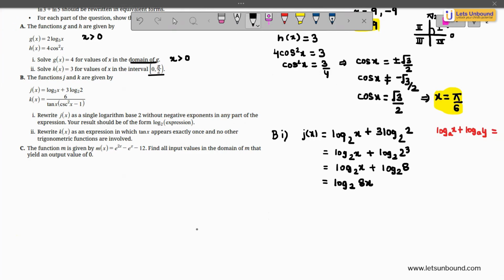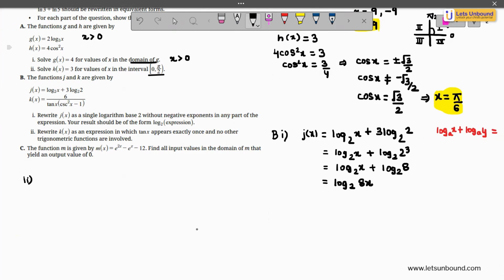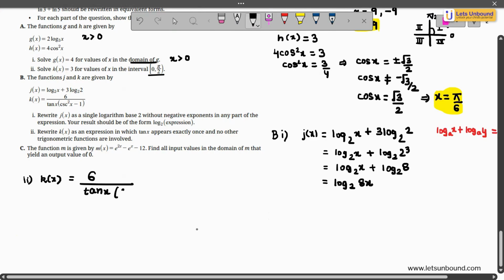Let's do the second part of this. They say, can you write down k(x) as an expression in which tan x appears exactly once and no other trigonometric functions are involved? So this is about writing trigonometric functions in a specific manner. You have 6 over tan x times cosec square x minus 1.